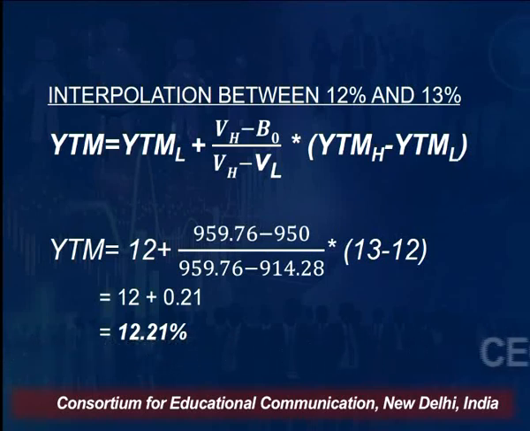So by using this formula, let me repeat the formula. YTM is equal to lower YTM plus higher value minus current price of the bond, divided by higher value minus lower value, into higher YTM minus lower YTM, right? So if we put these figures in our formula, this comes to be 12 plus 0.21.